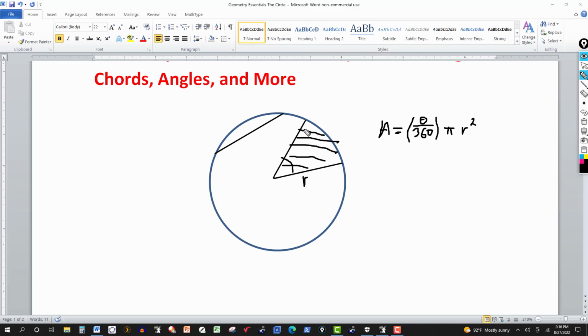This is the area. We're finding the area of a sector. So then all you have to do is plug in the value there to find the actual area. And we're going to look at an example for this. Right now I'm just giving you the formula.